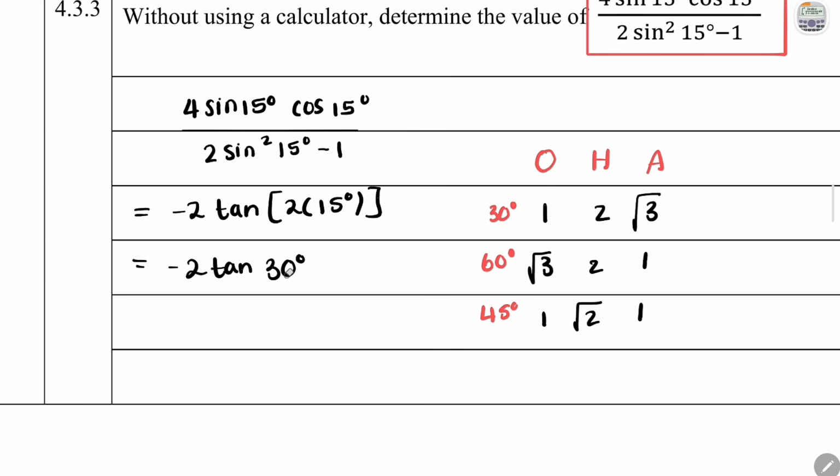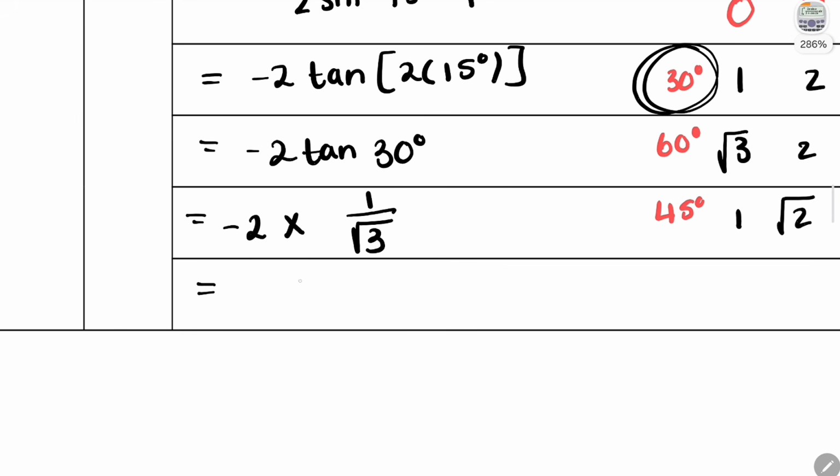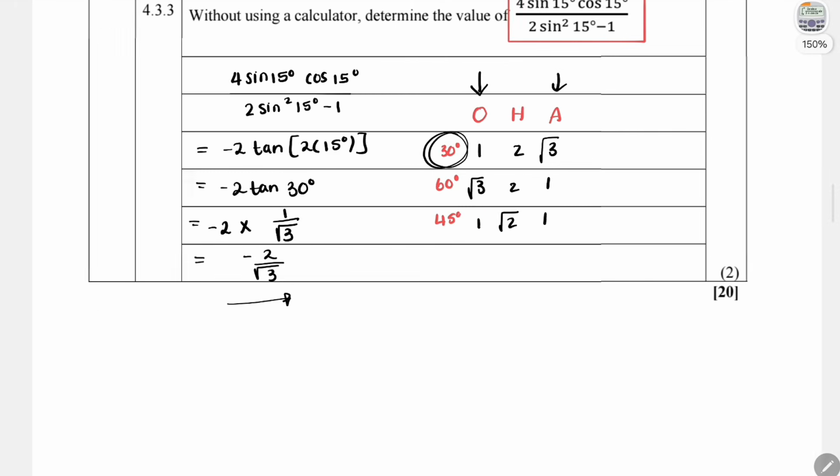Okay, so what is tan 30 degrees? Remember from SOH CAH TOA, tan is TOA, opposite over adjacent. So we go to the 30 degrees row, and it's the opposite over the adjacent. We still have negative 2, so we're still multiplying. Tan 30 degrees is 1 over the square root of 3, so 1 over root 3. And so our answer will simply be equal to negative 2 over root 3. And that is our answer.